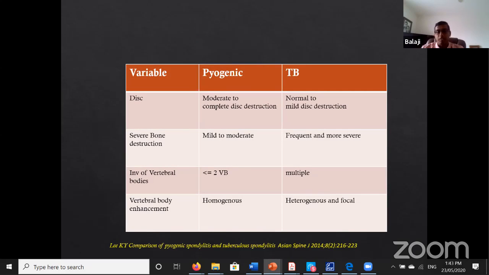So how is the presentation different between pyogenic and TB on an MRI scan? When you think about pyogenic spondylodiscitis, the disc is more significantly involved than in a TB. The bone destruction is comparatively milder in pyogenic compared to TB. The number of vertebral bodies involved is usually only 2 or 3 in a pyogenic, while it could be multiple in TB, and it can also be at skip sites. The vertebral body enhancement on contrast is quite homogeneous with the pyogenic, while it is heterogeneous and focal in cases of TB.